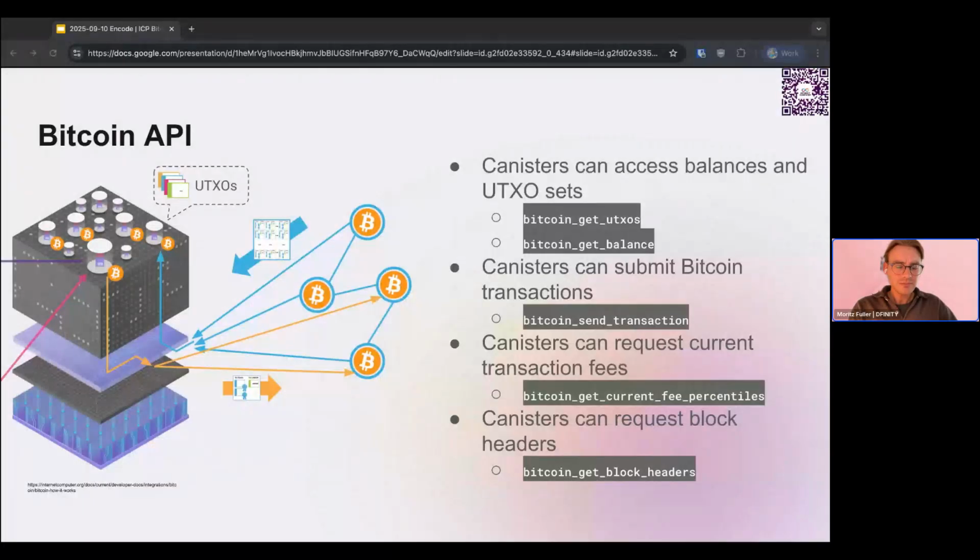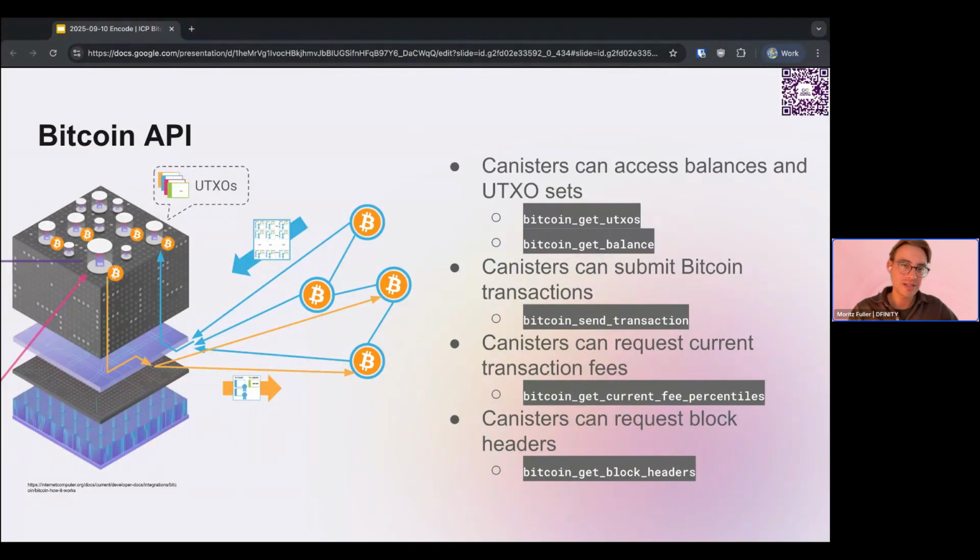Of course, when you create a transaction, you have to set the transaction fee to the right amount. For this, we use this Bitcoin get current fee percentiles. And last but not least, you can also request block headers from Bitcoin, and that allows you to do SPV, so simple payment verification. So you can have a Merkle proof, and you can prove to the canister, because it has the block header in a trusted way, hey, this transaction really was included in that particular block.